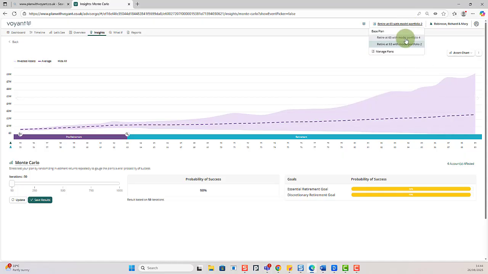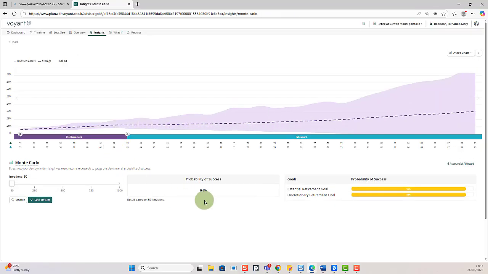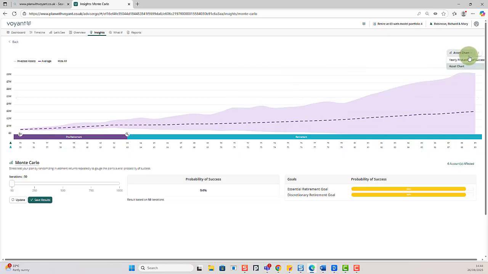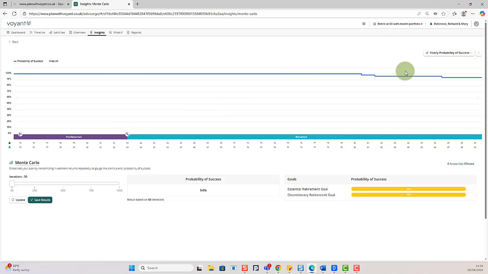Now let's run the Monte Carlo with Portfolio 4, retire at 63. Probability of success is 94%. Again, you can hover over any year to see the minimum and maximum expected returns. You can also change to a different view and show the yearly probability of success. The yearly probability of success chart shows that probability stays near 100% until the clients reach their 80s. We can now compare the 94% probability of Portfolio 4 with the 98% probability of Portfolio 2.